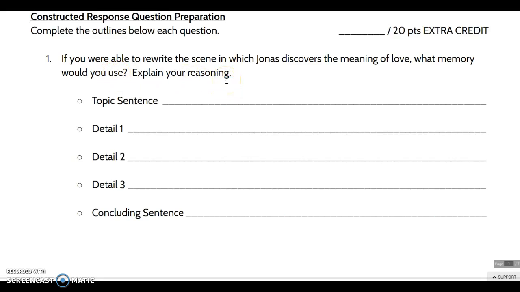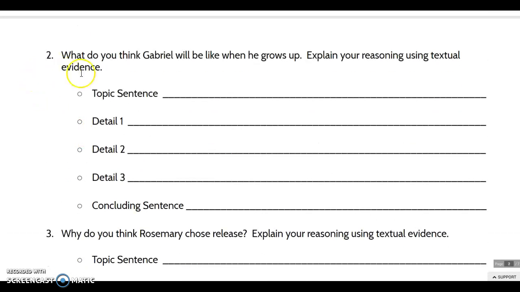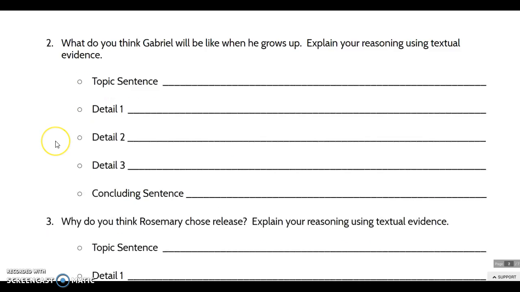So for this question, you need to explain what memory you would choose. It could be a memory from your own life, or it could be something that you've made up. But you need to tell me what that memory is and explain why you would use that memory, and then have a concluding sentence that wraps up your thoughts. The second question is, what do you think Gabriel will be like when he grows up? Explain your reasoning using textual evidence.